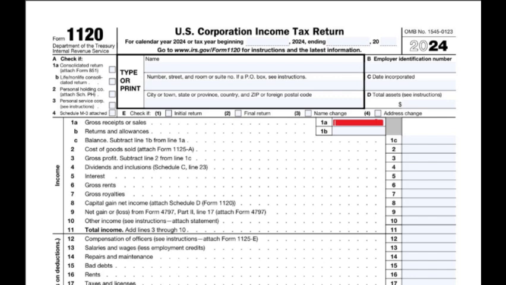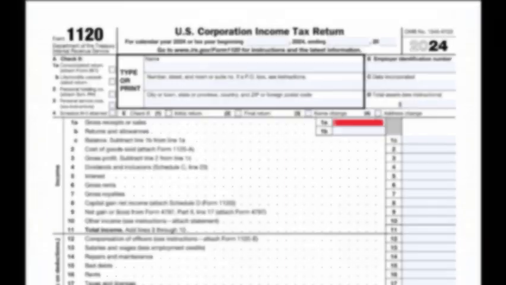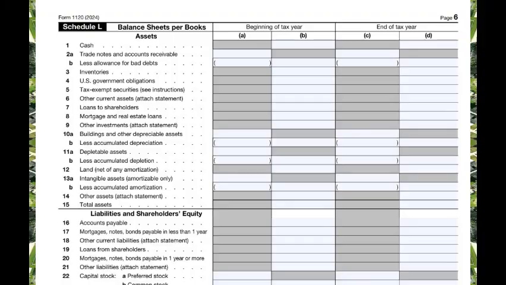But the balance of your accounts receivable at year end, the actual money still owed to you, that's reported on Schedule L. That's the balance sheet section. Specifically, it's on line 2a, trade notes and accounts receivable. This clearly separates recognizing the income from reporting the asset on the balance sheet. Think of it like this. Your income statement shows what you earned over the year.